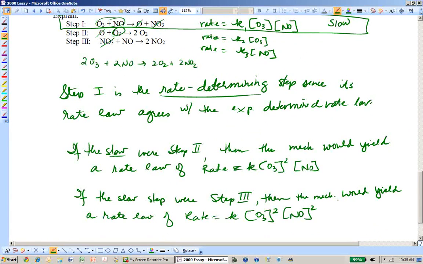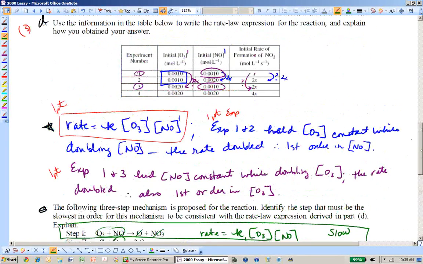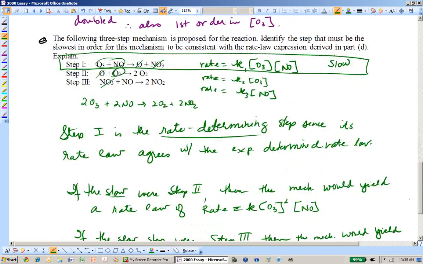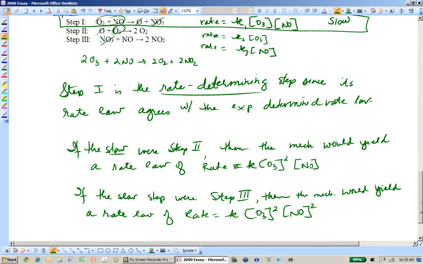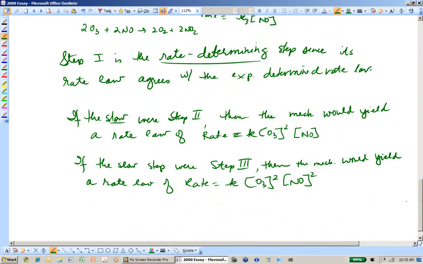which begs the discussion that if you goofed up back up here in blue and you didn't get rate equals O3 times NO both to the first order, and you had one of them as a second order, and you come down here and you choose the mechanism that agrees with that, you still get all these points. There's no double jeopardy on this exam.